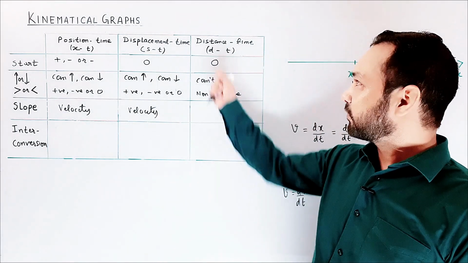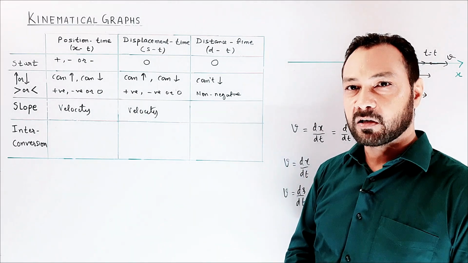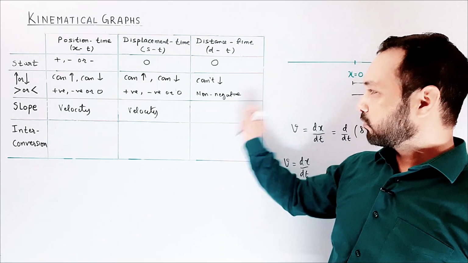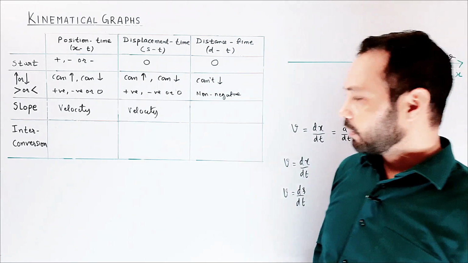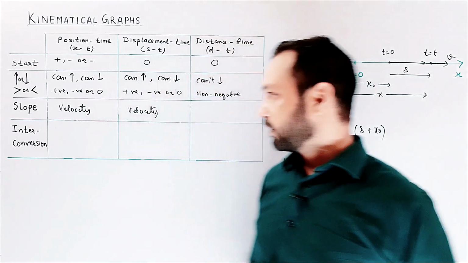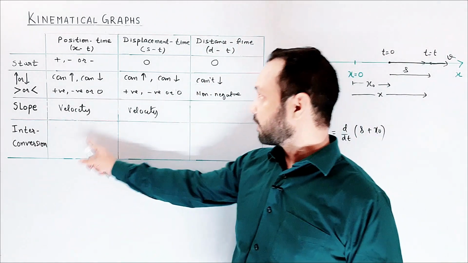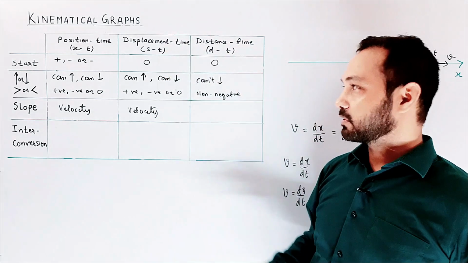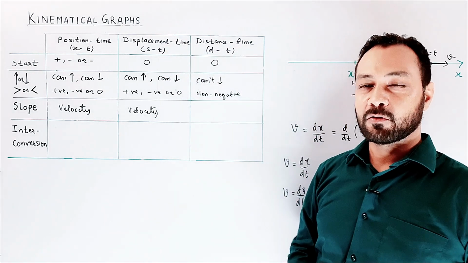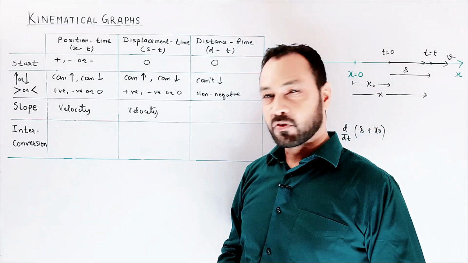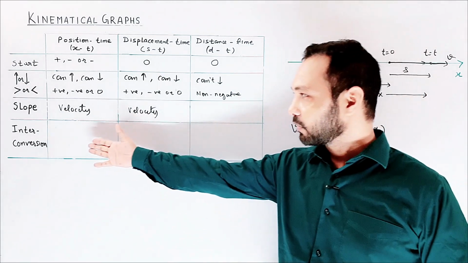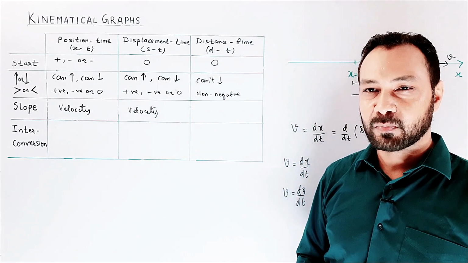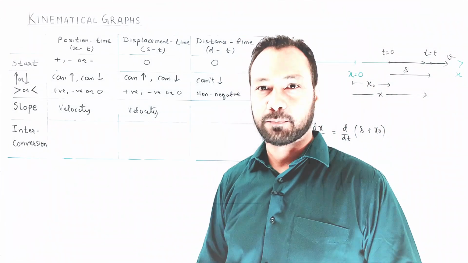That would be d of d by dt, but we don't have any physical quantity that we can name d of d by dt. But we'll conclude from a real life situation how we can convert from the position time graph to the displacement time graph, and the displacement time graph to the distance time graph. For that also I am taking a real life situation, and then I'll write it down here, how we can convert from position time to displacement time, and then to distance time.